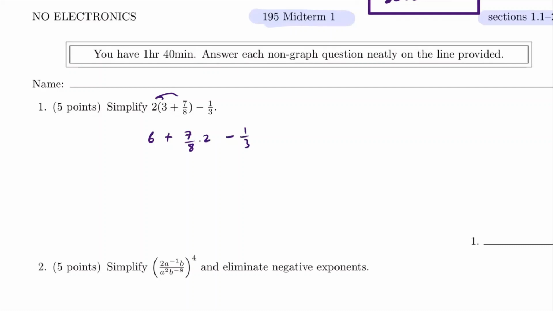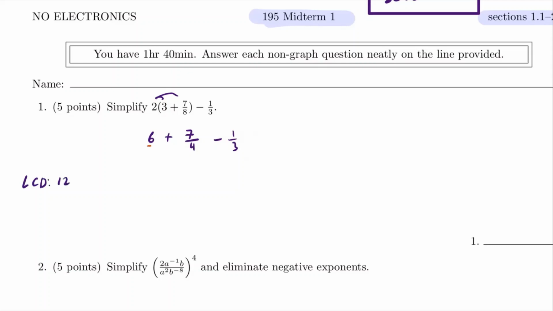Now here's 7 over 8 times 2. You can simplify that number by reducing the fraction by 2. So you will have 7 over 4. And now we can combine these fractions by using common denominators. So the least common denominator to combine these fractions would be 12.